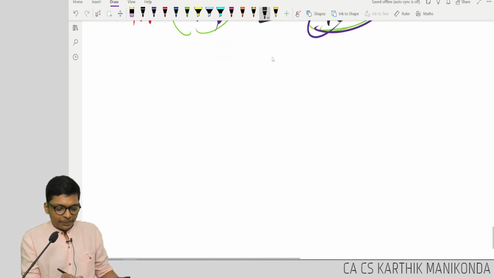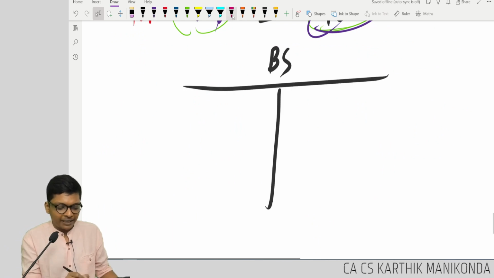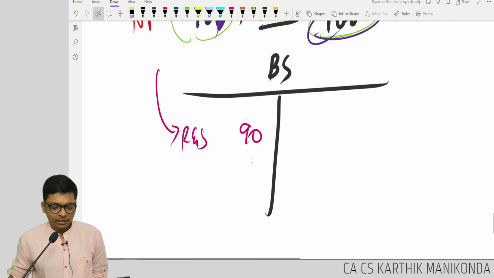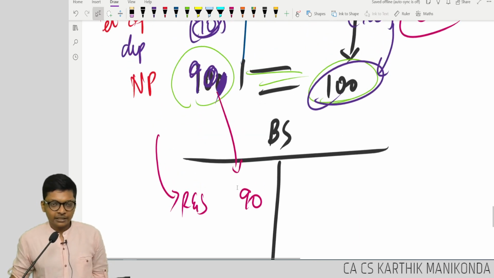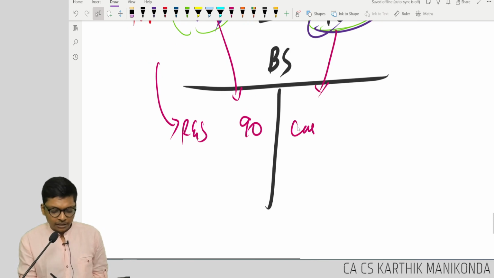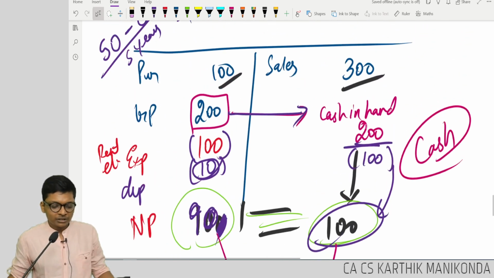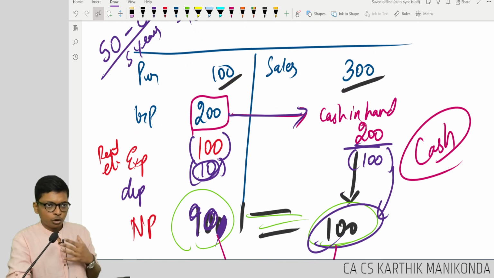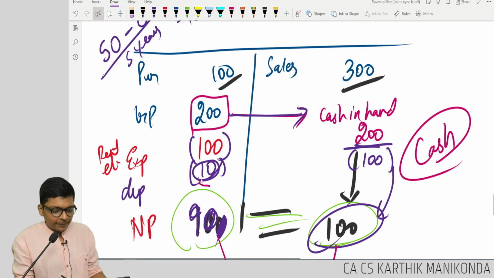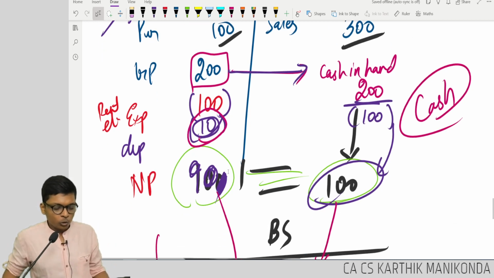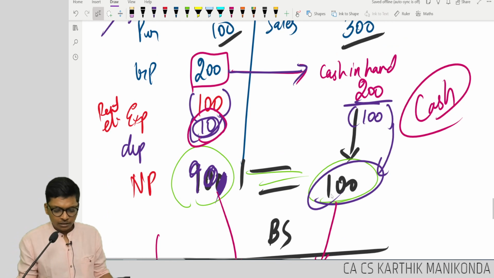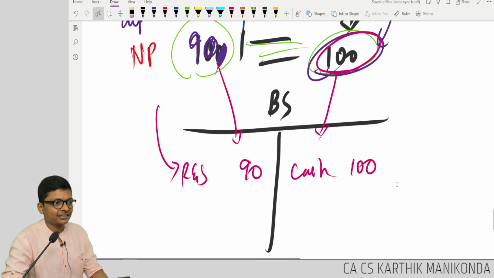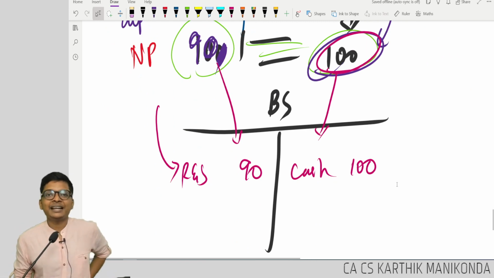So if I go to my balance sheet, extract of balance sheet, this profit, reserves and surplus will come here, 90. Which 90 is this? This 90. That cash, what I earned in the first year, will come here as 100. So these are values from year 1. Are you all following guys? To repeat, everything is cash except depreciation. So my net profit is 90, cash in hand is 100. So balance sheet has reserves and surplus 90, cash in hand 100.